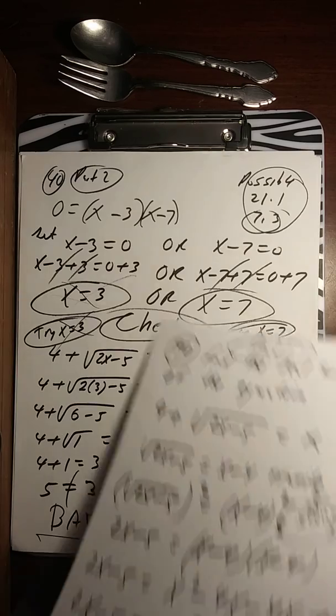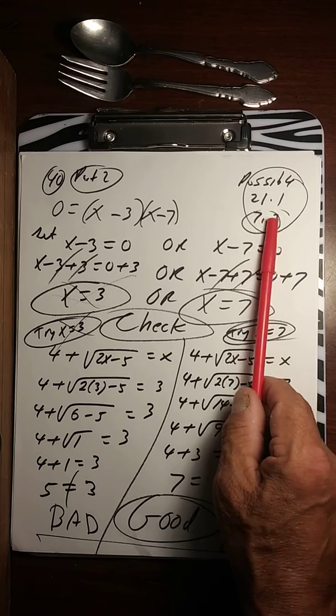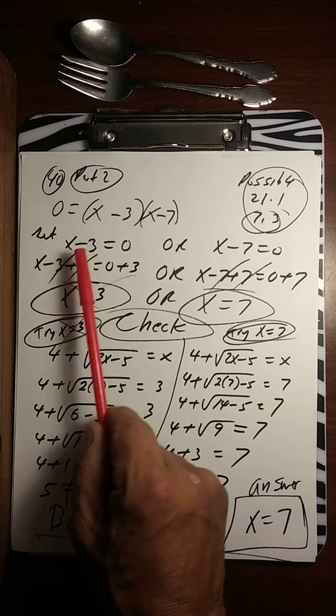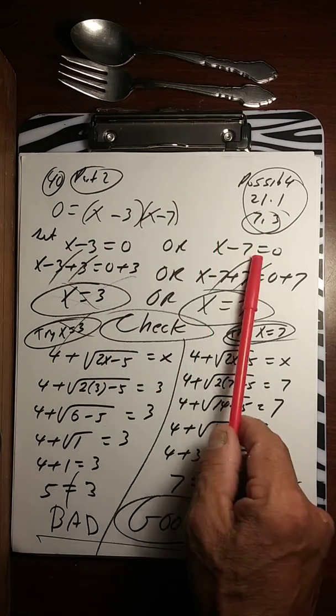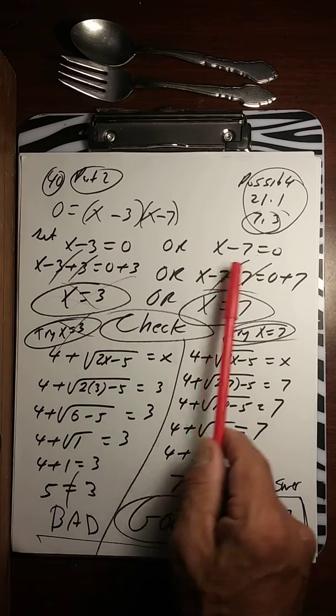Now, can we factor this? Yes. 21 and 1, 7 and 3. We'll go 7 and 3. Minus, minus. x minus 3 equals this. x minus 7 equals this. Add 3, x equals 3, or x equals 7.